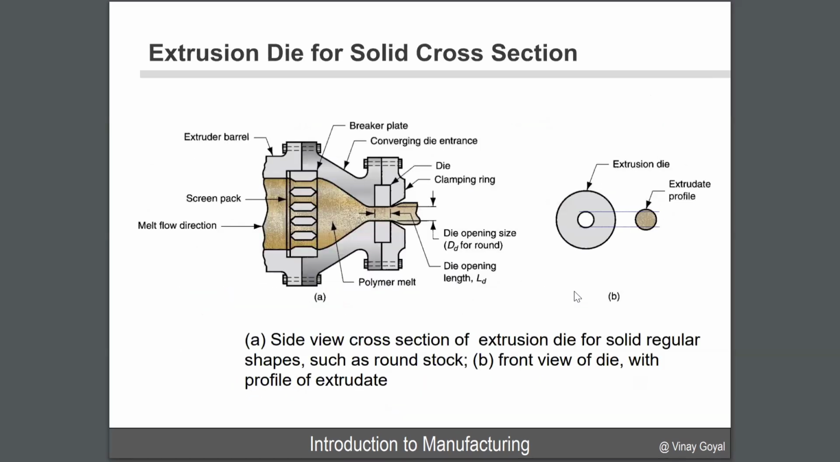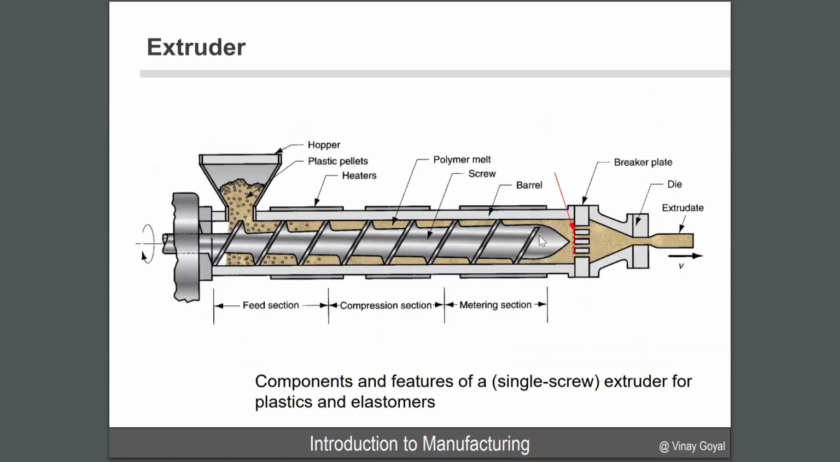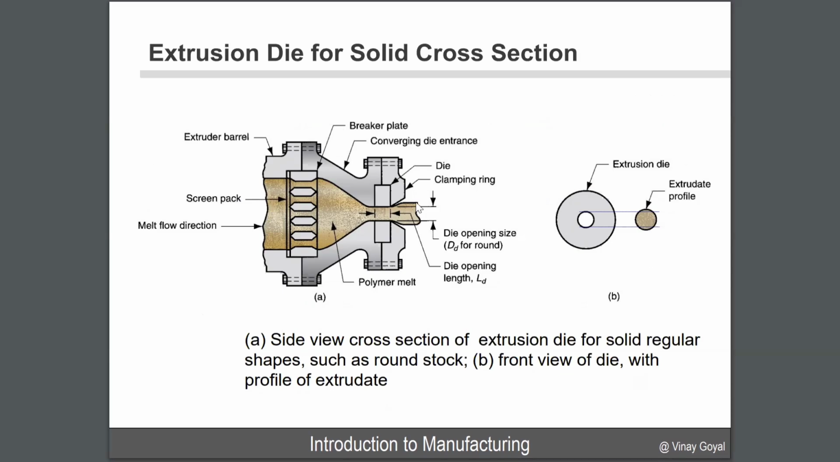Now, there's other types of solid cross section you can have. So here you have an extrusion die for solid cross section. Again, I'm doing a cut here, but all the stuff to the left is going to look like this, like here. Well, all I'm trying to show you here is that you have your screen pack here to filter the material. The melt flow direction is coming this way. You have your barrel like I discussed before. This is your breaker plate to be able to break the material down so it's easier to then form. And then here's your converging die entrance.